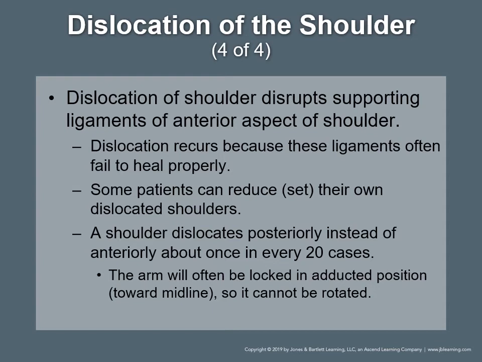Dislocation of the shoulder disrupts supporting ligaments of the anterior aspect of the shoulder. Dislocation recurs because these ligaments often fail to heal properly. It may cause further neurovascular compromise and joint injury. Surgical repair may be required. Some patients can reduce or set their own dislocated shoulders. A shoulder dislocates posteriorly instead of anteriorly about once in every 20 cases. The arm will often be locked in an adducted position towards the midline so it cannot be rotated. Reducing the dislocation usually requires medical supervision.